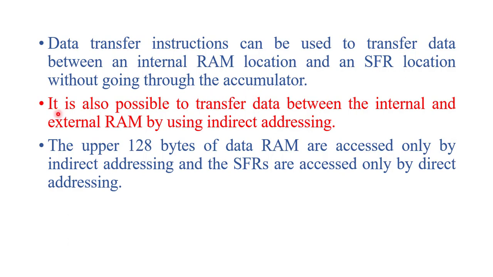Next, in case of data transfer instruction, we transfer data between the internal and external RAM by using indirect addressing mode. Next, the upper 128 bytes, also called the general RAM location or data RAM, are accessed only by using indirect addressing mode, whereas the special function registers are accessed only by direct addressing. So these are some important points related to data transfer instruction.